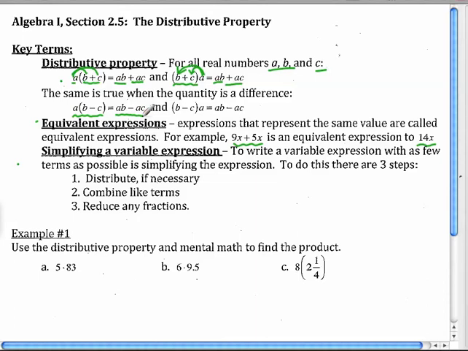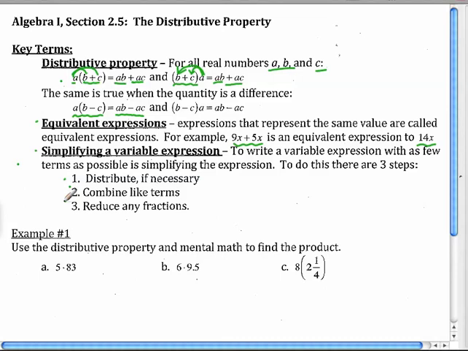You'd go ahead and distribute, and that would be an equivalent expression. Okay. Now, simplifying a variable expression. This is simplifying all the time. We want to distribute if necessary. If we have something that we can distribute, we want to, because we're going to multiply before we add and subtract. Combine like terms. That's the adding and the subtracting of anything that looks alike, that have the exact same variables. And then we also want to make sure that any fractions we have are reduced, okay?